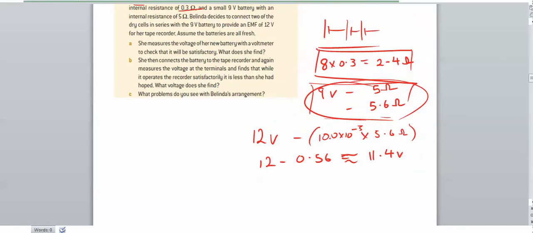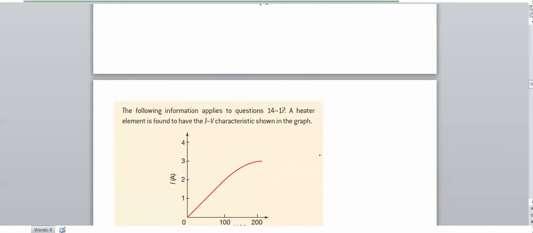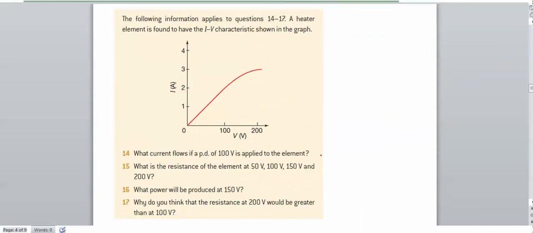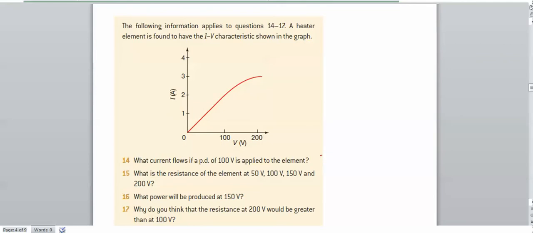Next question. No, that one's done. The following information applies to questions 14 to 17. What current flows through the element if a potential difference of 100 volts is applied to it? Let's just track this up.